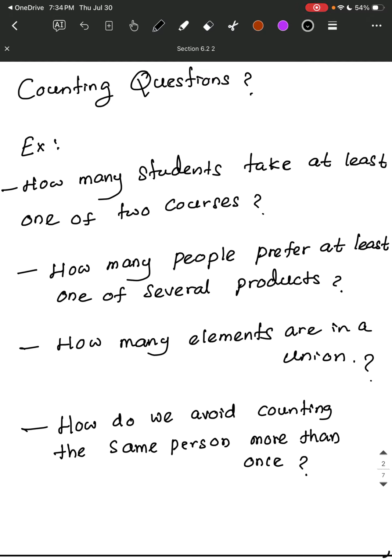By the end of today's lecture, you should be able to determine the number of elements in a finite set, apply the addition rule for two sets, recognize disjoint sets, apply the principle of inclusion-exclusion for three sets, find the number of elements in a complement, and solve word problems involving overlapping groups. Okay, then let's begin with the notation.